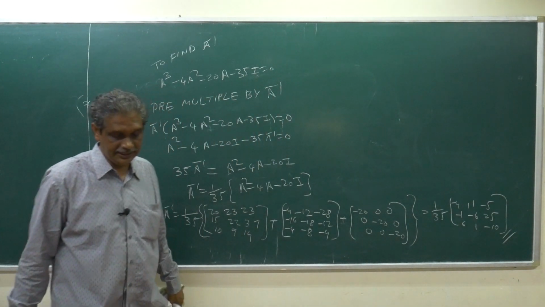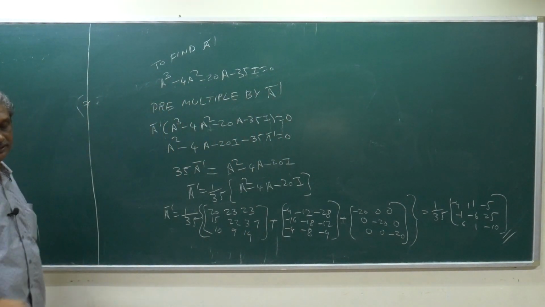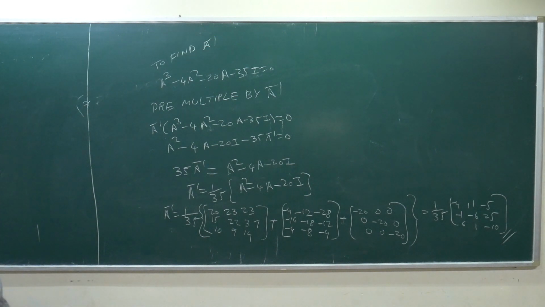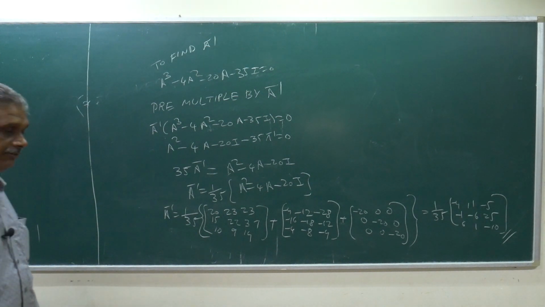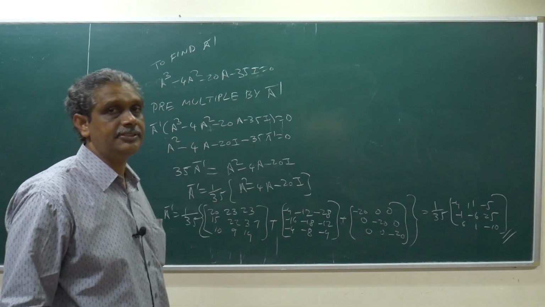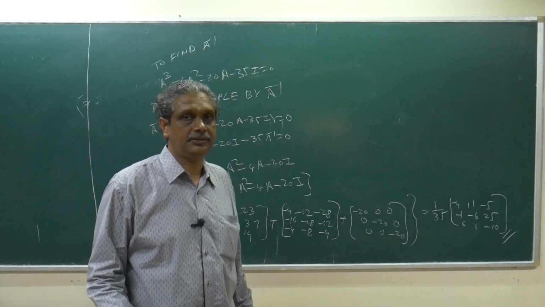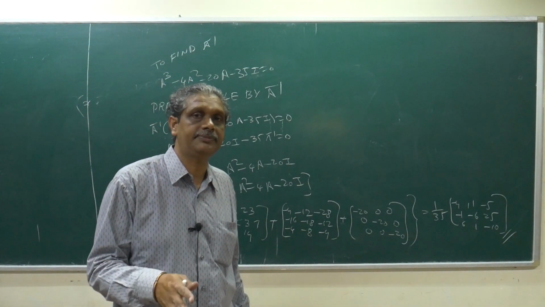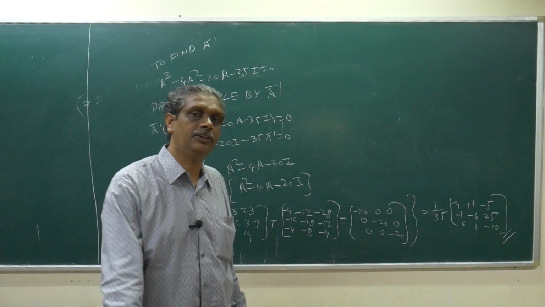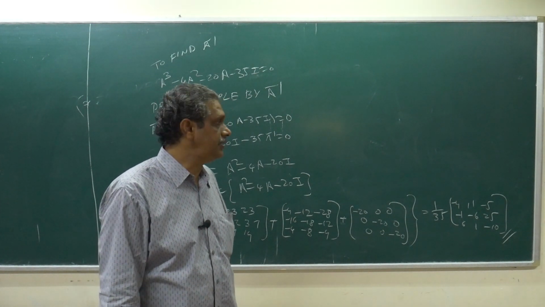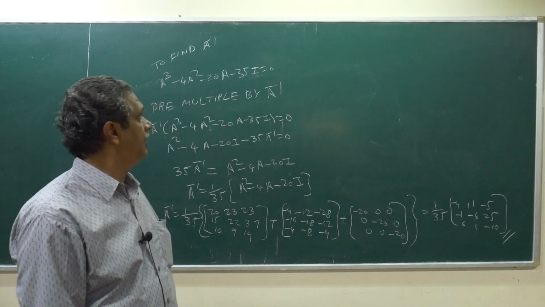Suppose if they ask to find A power 4 means what you will do? Multiply by A, pre-multiply by A. So this is the way of doing. Verify Cayley-Hamilton means verify. Sometimes they don't ask. Using Cayley-Hamilton find A inverse means no need to verification. Directly you can go for the A inverse. So see the problem, carefully you can read and attack.